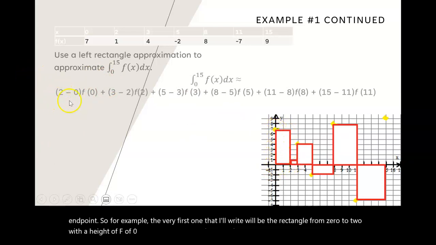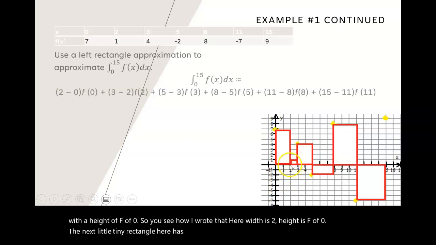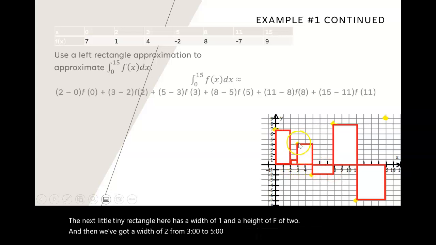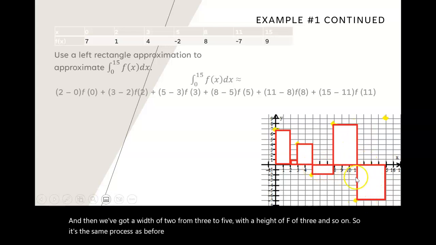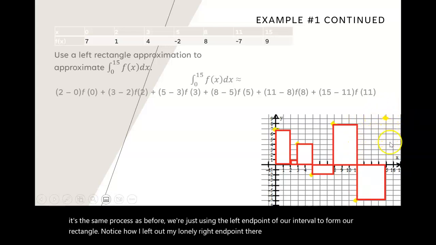So you see how I wrote that here? Width is 2, height is f of 0. The next little tiny rectangle here has a width of 1 and a height of f of 2. And then we've got a width of 2 from 3 to 5 with a height of f of 3. And so on. So it's the same process as before. We're just using the left endpoint of our interval to form our rectangle. Notice how I left out my lonely right endpoint there, because it's never the left endpoint of a rectangle.